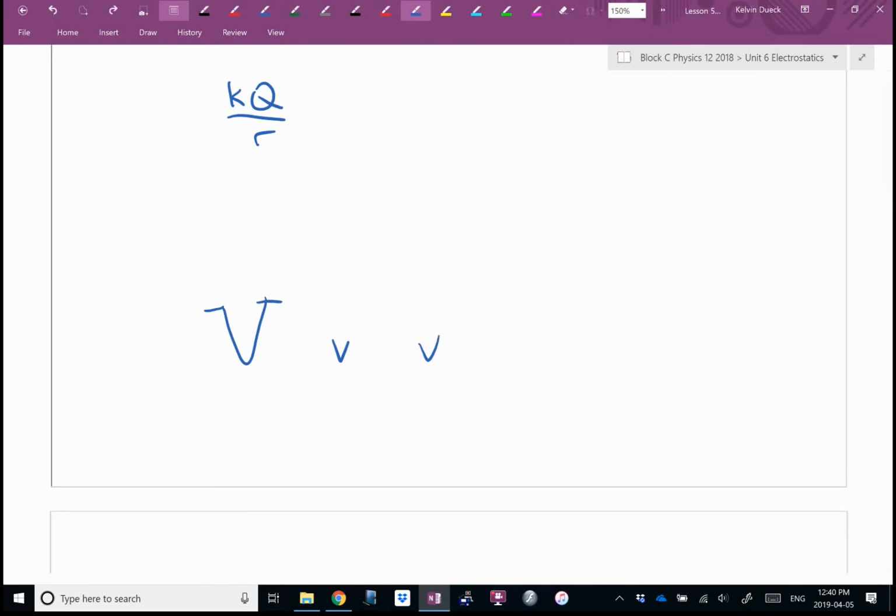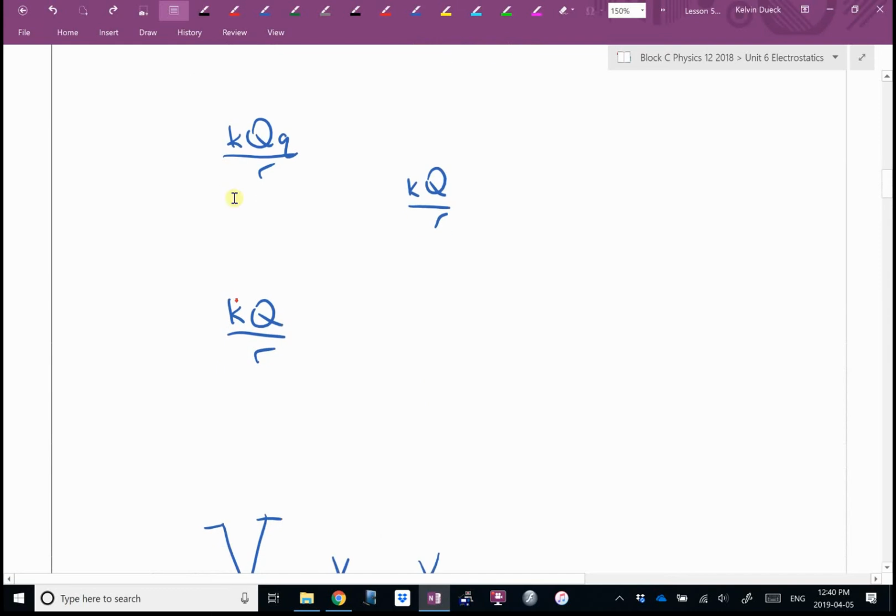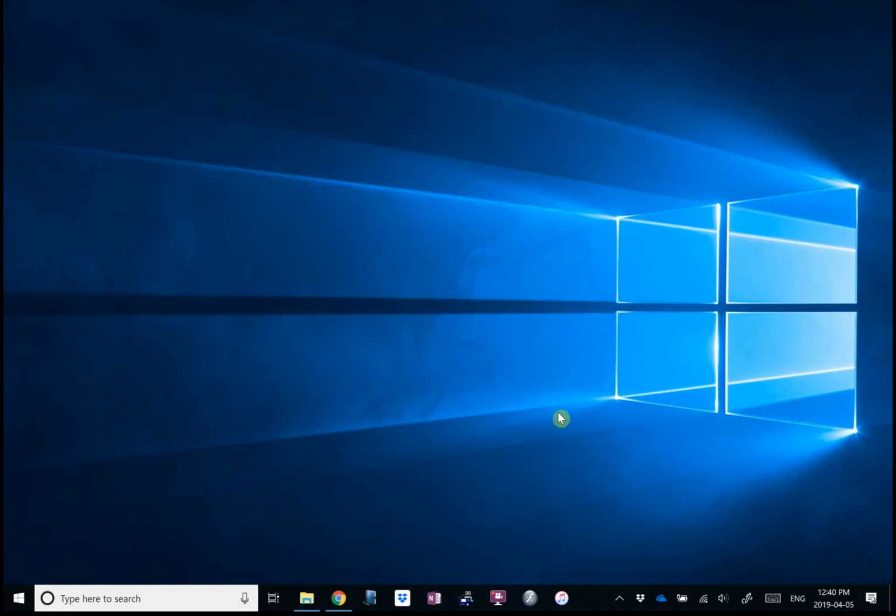That's a lowercase v. Now, why did I just lose all of my image there? That wasn't very good. Let's see if I can bring it back, Mr. Dueck. I hope.